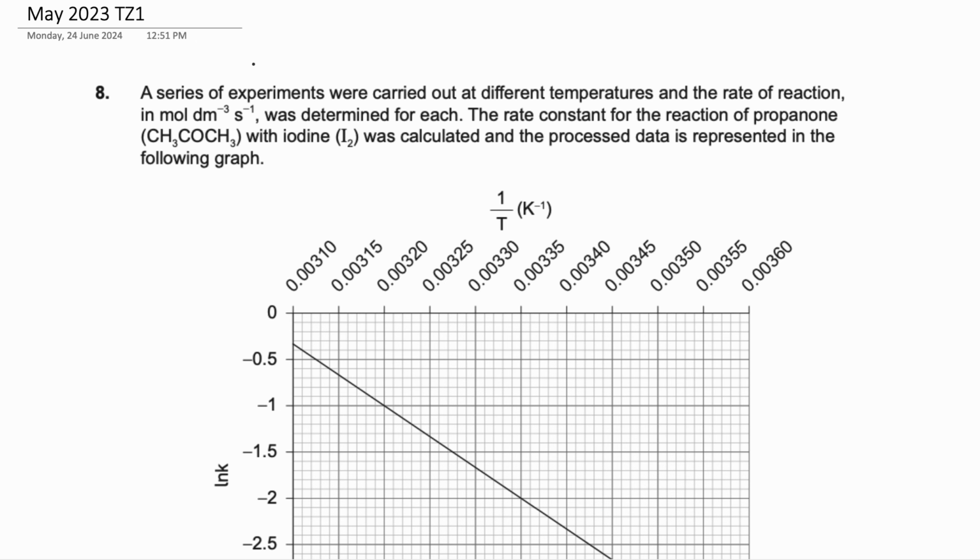Today we're going to be solving a problem from the May 2023 IB Chemistry HL examinations. This is a paper 2 problem. Let's get started. A series of experiments were carried out at different temperatures and the rate of reaction in moles per decimeter cube per second was determined for each. The rate constant for the reaction of propanone, given by this expression there, with iodine I2 was calculated, and the process data is represented in the following graph. So on this graph right there.